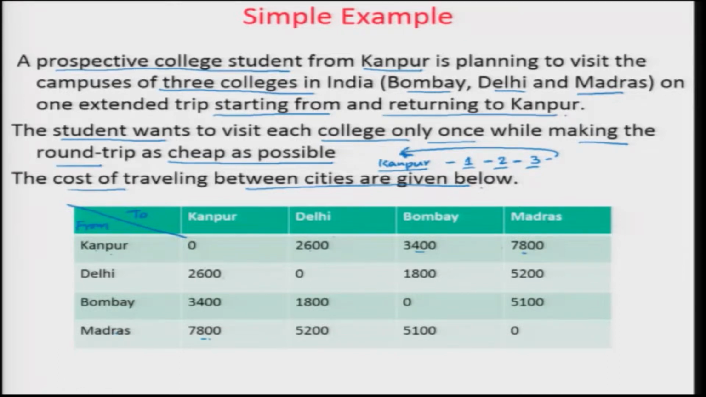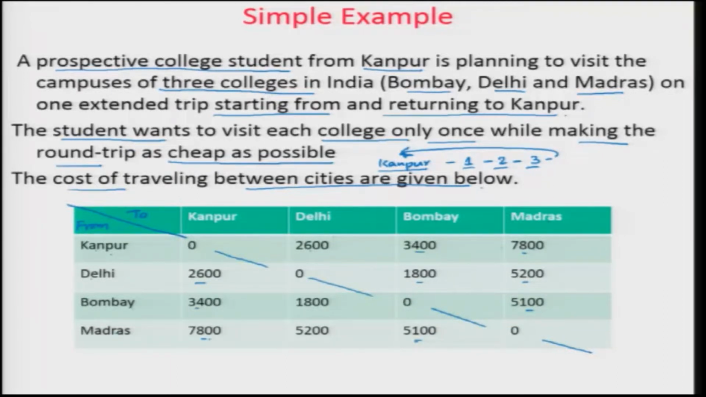So this matrix, if you think about it, you can actually think about this cost as literally mirrored on this side. When you say 3,400, that means it's the cost of coming back to Kanpur from Mumbai. 2,600 is the cost of coming back from Delhi to Kanpur, like that. This 1,800 represents the cost of traveling from Delhi to Bombay. 5,200 is the cost of traveling from Delhi to Madras, and 5,100 is the cost of traveling from Bombay to Madras. And similarly, this 5,100 is the cost of traveling from Madras to Bombay, the reverse of it, right? Because you can visit the cities in any order. We have not said which order you want to visit.